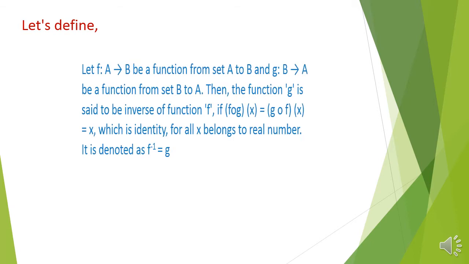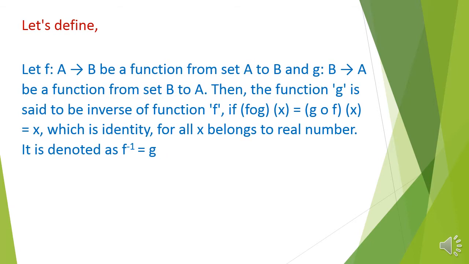Now the definition is on your screen. F is a function from set A to B. We saw this in the mapping diagram also. G is a function from B to A. We also saw this in the mapping diagram. The function G is said to be the inverse of function F if this condition is true. We have already seen this condition in the previous set. If this condition is true, which is the identity function for all x belongs to real number. Here x belongs to real number because input is from real number and output is also from real number.